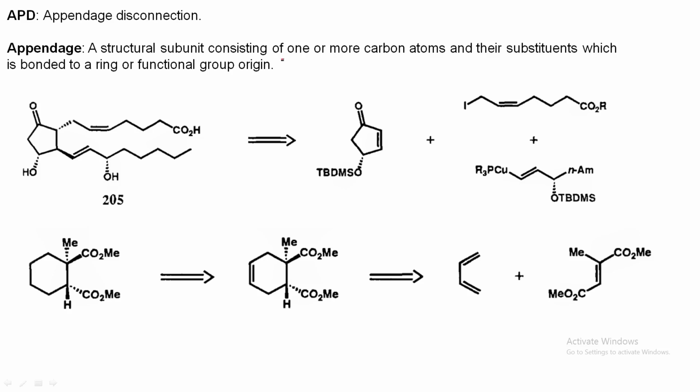So what is appendage disconnection? Appendages are structural subunits consisting of one or more carbon atoms and their substituents, which are bonded to a ring or functional group of origin. So let's take this as a target molecule. This is TGT. There are various ways we can disconnect the molecule and make it small fragments.